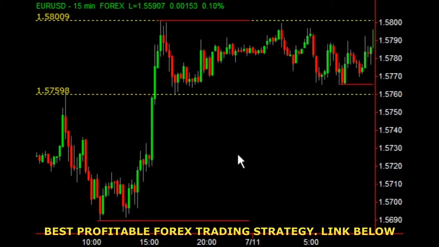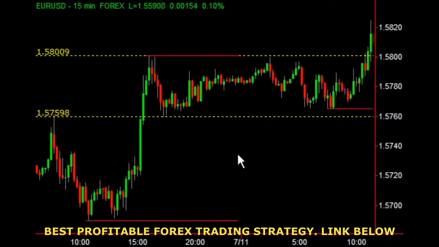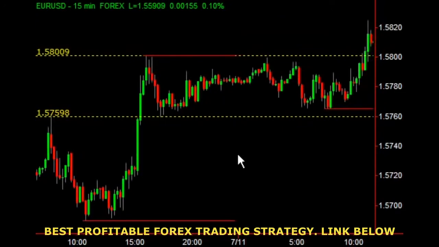So as the chart continues to develop, what I'm looking for is for price to move beyond the range boundaries. I'm looking for the first bar not to make a new bar high. So I've got the breakout move here.